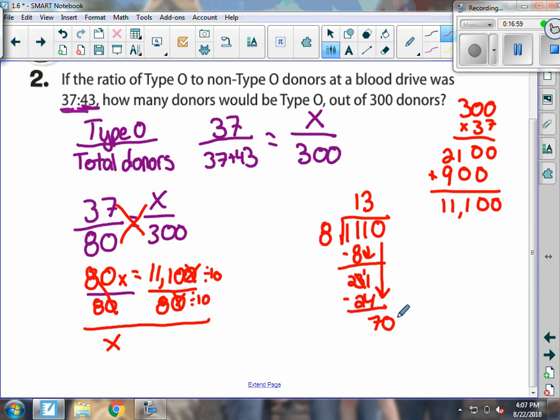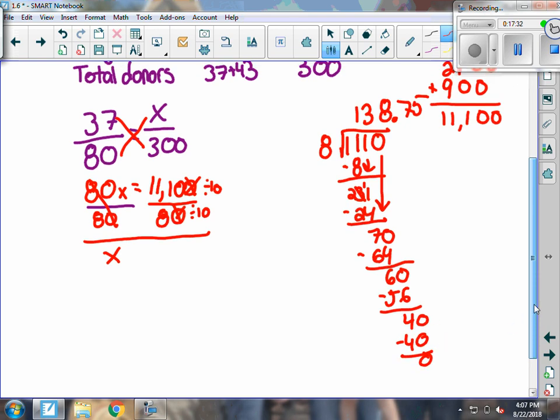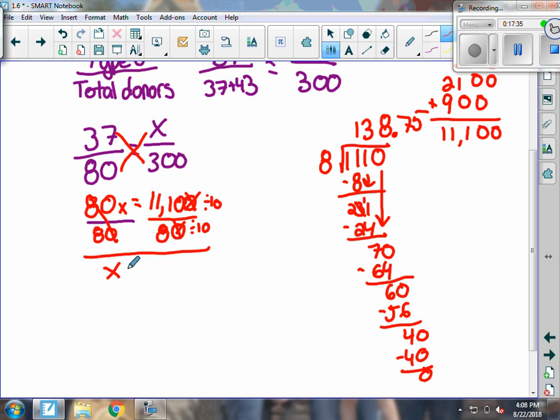How many times does 8 go into 70? It goes in 8 times. 8 times 8 is 64. So I'm left with a 6. I have to add a decimal. How many times does 8 go into 60? It's going to go in 7 times. That's 56. And so I have 4 left over. I'm going to add another 0. How many times does 8 go into 40? That's 5 times. So now it's zeroed out. So x is equal to 138.75.